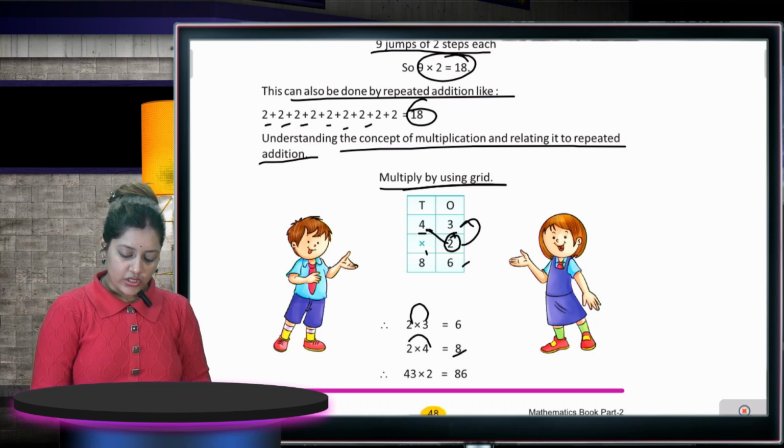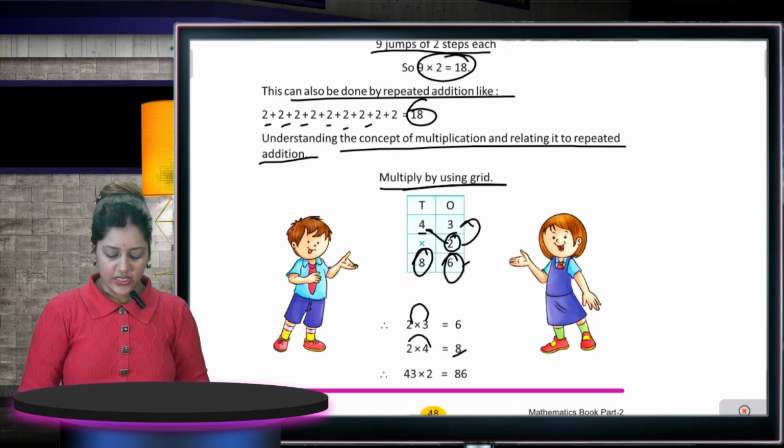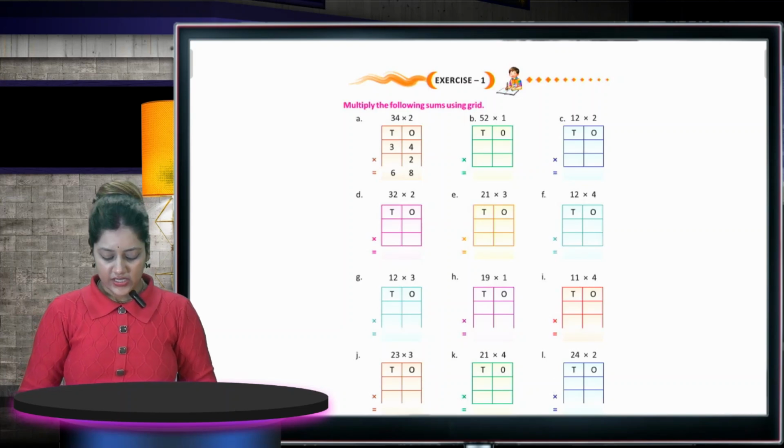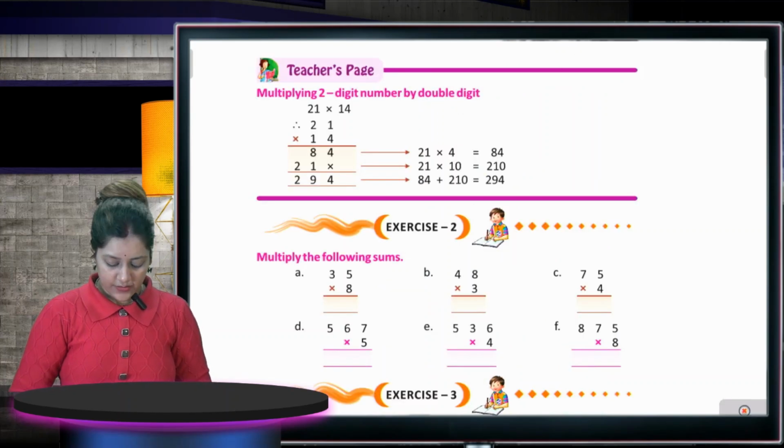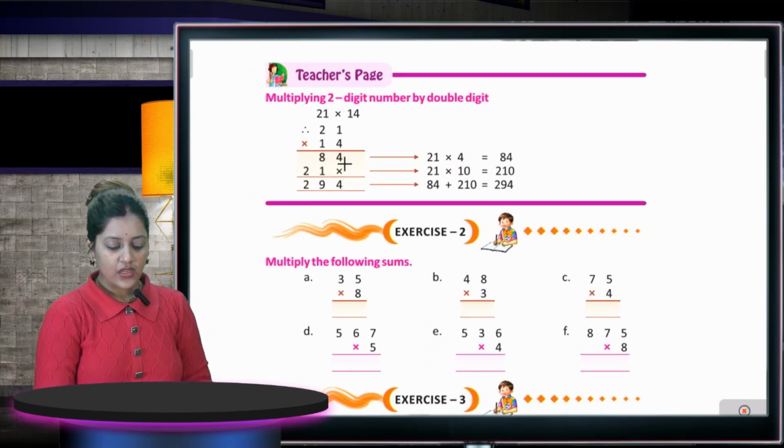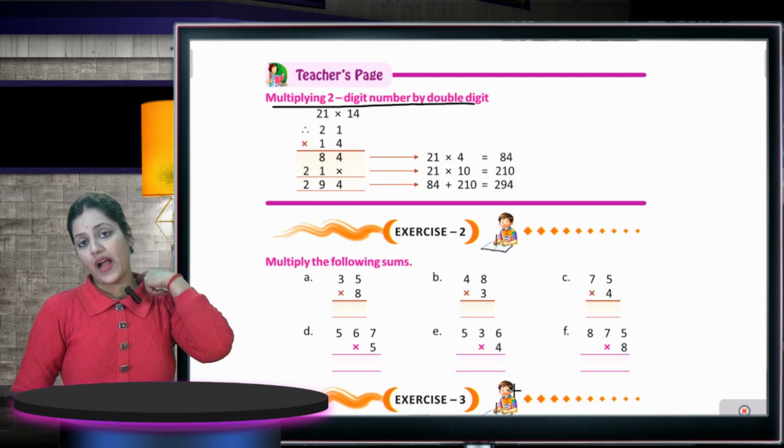So it's 8. It is written at the tens place. The 6 is at the ones place. So the answer is 86. This is your exercise. Next one is your multiply a two-digit number by a double digit.